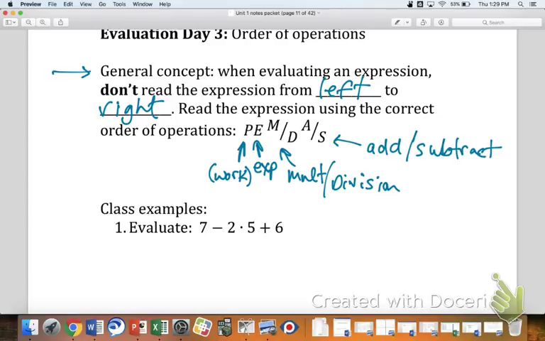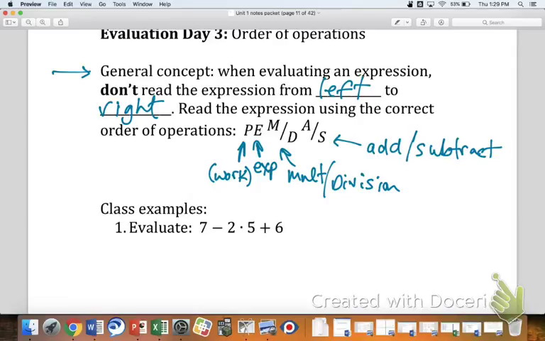So here we go. As I read this, can I show you a typical mistake? Is it okay if I do that? What I'm about to do is totally wrong. Don't do this, but this is very typical of someone making a mistake. If they read from left to right, what's the first thing they do? Hey, 7 minus 2 is 5. We've just made a mistake, right? We do not read from left to right. We read according to PEMDAS. So I'm going to get rid of that. We're going to do this one correctly.